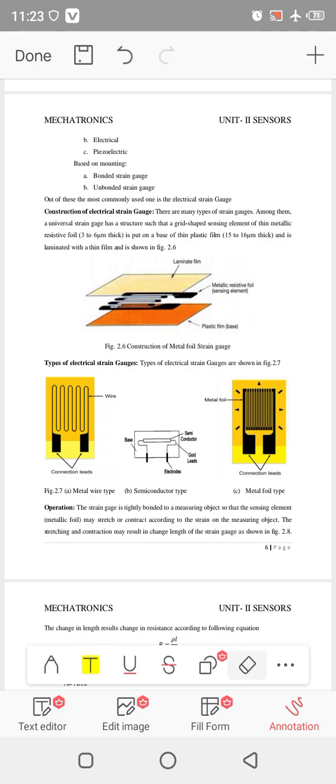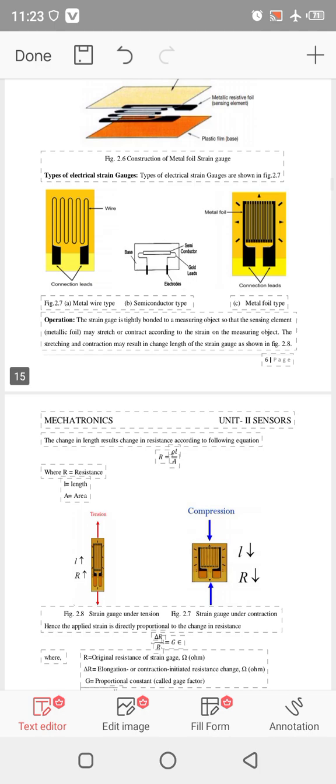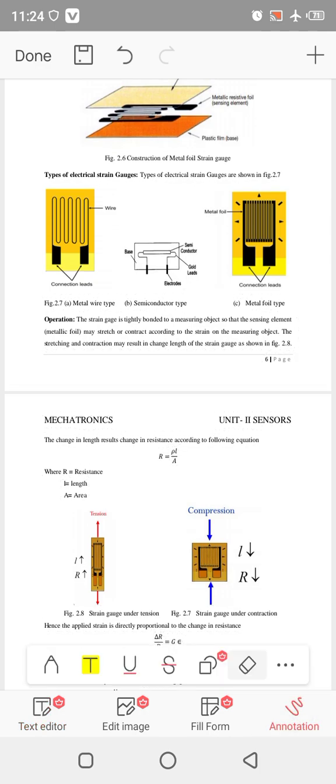Electric strain gauge. Types of electric strain gauge are shown in figure 2.7. There are three types of electrical strain gauge: metallic wire, semiconductor type, and metallic foils. We will see the operation of each of them.